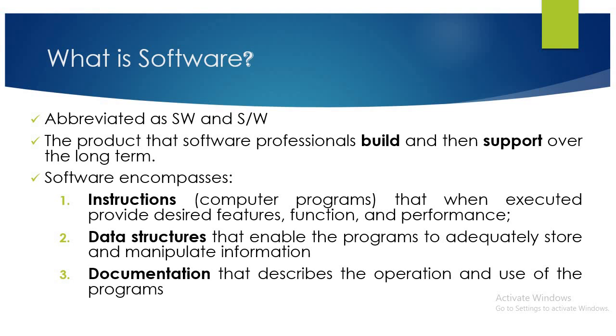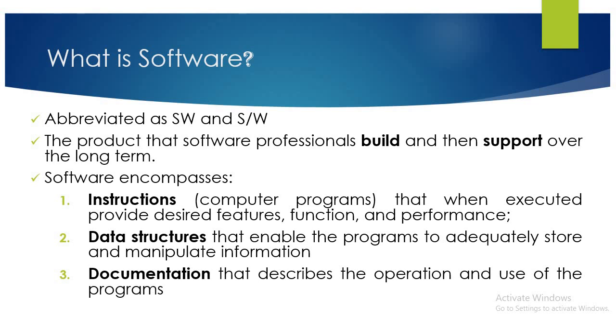And software encompasses instructions, data structures and documentation. So normally whenever we are developing any software, these are the 3 steps we need to follow for our software implementation. Initially the instructions, so that means we have to write some programs. Those are computer programs that, when executed, provide desired features, functions and performance.